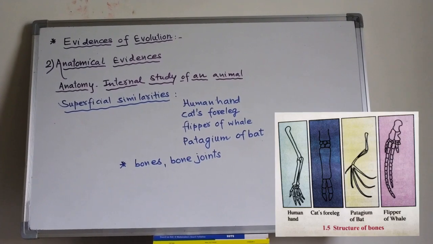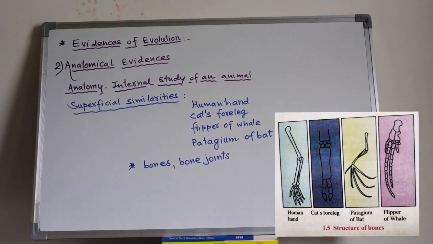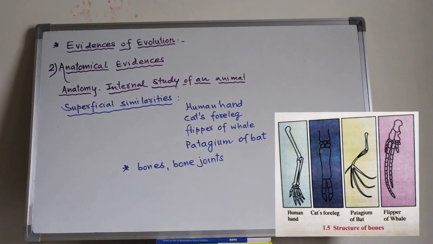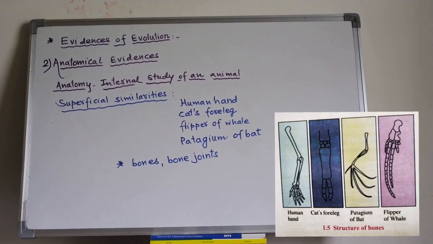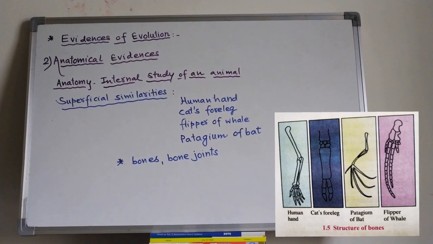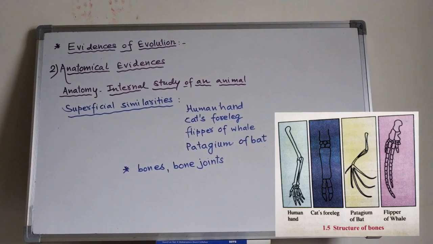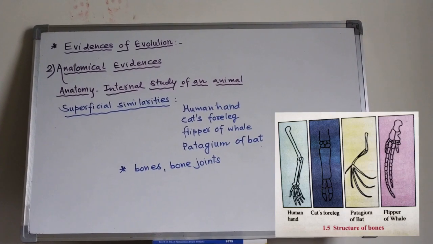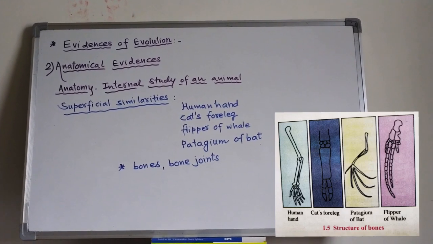We shall start with the second type of evidence for evolution, that is anatomical evidences. Anatomy means internal study of an animal. Similarities have been found in the human hand, cat's leg, flipper of whale, patagium of bat. All these you can see on the right hand side of the board, where a picture has been shown of these different body parts of organisms. These structures indicate that these animals may have common ancestors. They show similarity in the structure of bones as well as the structure of joints in organs of animals.